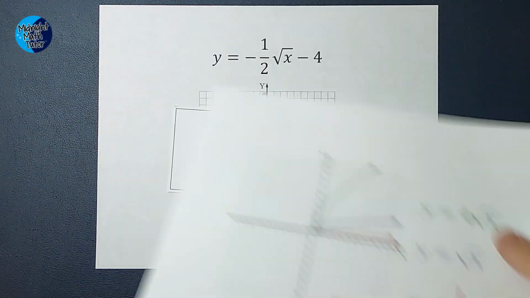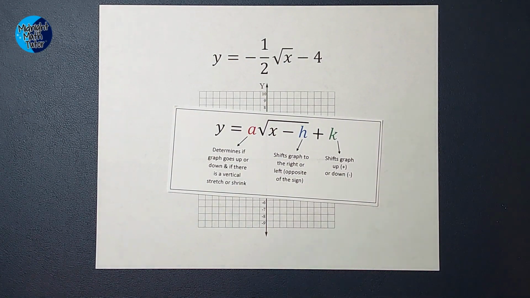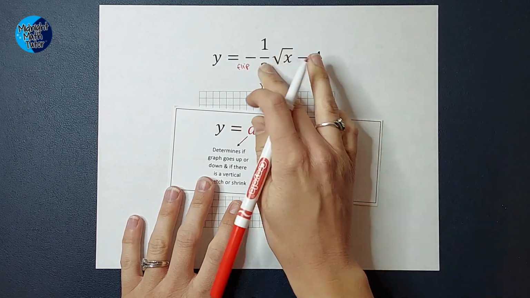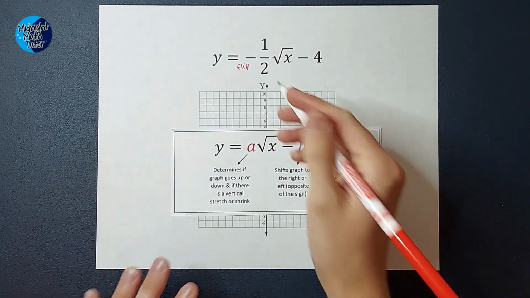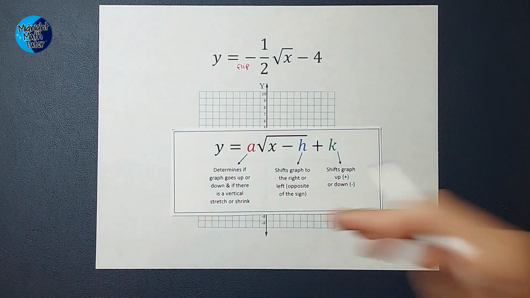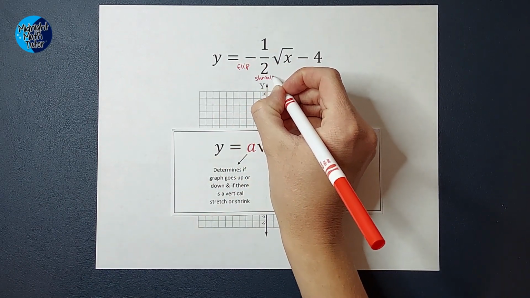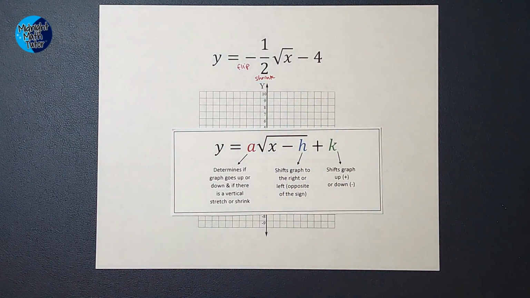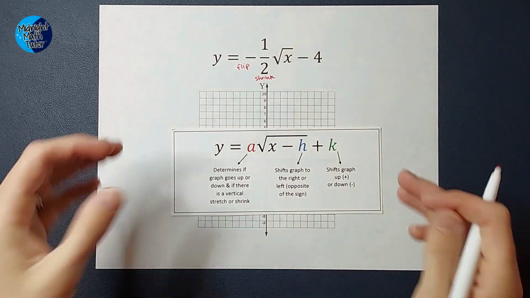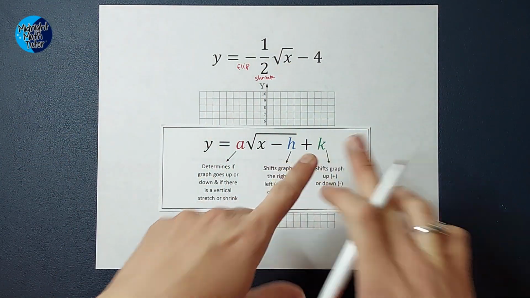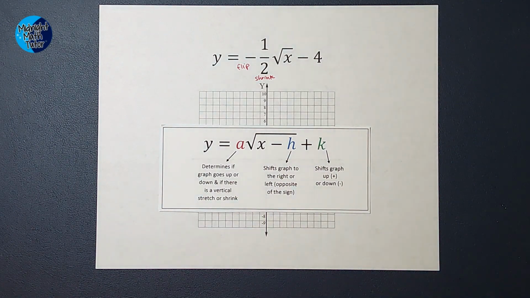So I like to make a little note for myself that says, because of this negative, it's going to be flipped. And then the 1/2 means there's going to be either a compression or a shrink of some kind, right? And plugging points in is going to be what helps us see what that shrink looks like, okay? All right, then the numbers h and k tell us where our new starting point is, okay?